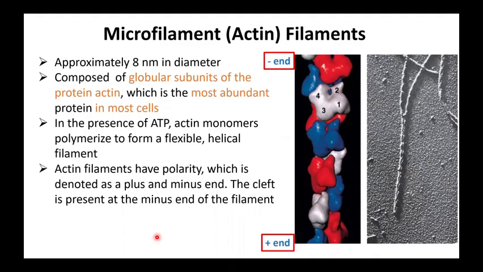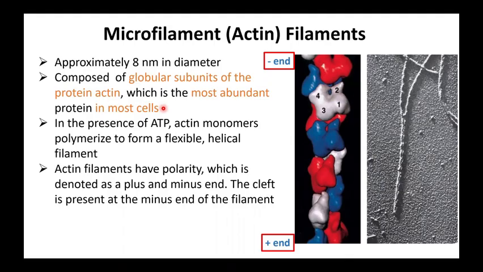Okay. Now, the microfilaments, which are actin filaments, are around 8 nanometer diameter, and they are composed of globular protein, actin, and they are the most abundant ones. You must have learned about the different types of protein molecules, globular and linear shape. Fibrillar protein is thread-like. This is a globular protein, actin.